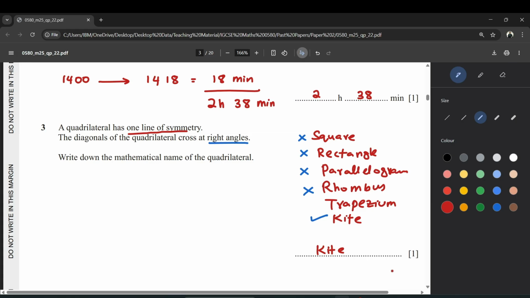So if I draw a kite, it is something like this. Now if I draw a line of symmetry, there can be only one line of symmetry, which is this. And if I draw the diagonals, that will be the first diagonal, and the second diagonal is going to be over here. So you can see that the diagonals intersect at 90 degrees, at right angles. That is not the case for a trapezium.